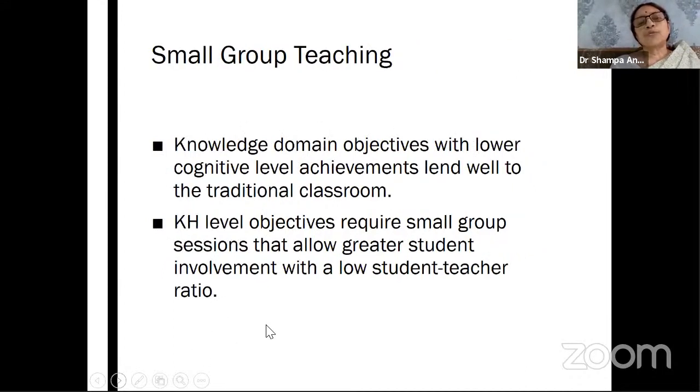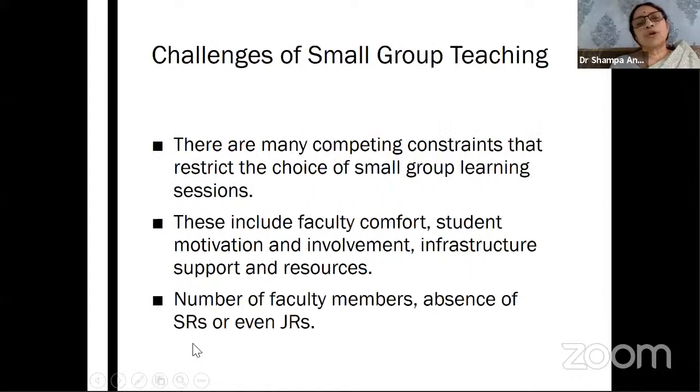Now, knowledge domain with a lower cognitive level can be taught in the traditional classroom, but know-how level objectives require small group sessions that allow a greater student involvement with a low student-teacher ratio. So preferably about 10 to 15 students with a teacher is very good for a small group discussion or small group teaching. But then there are challenges of this small group teaching.